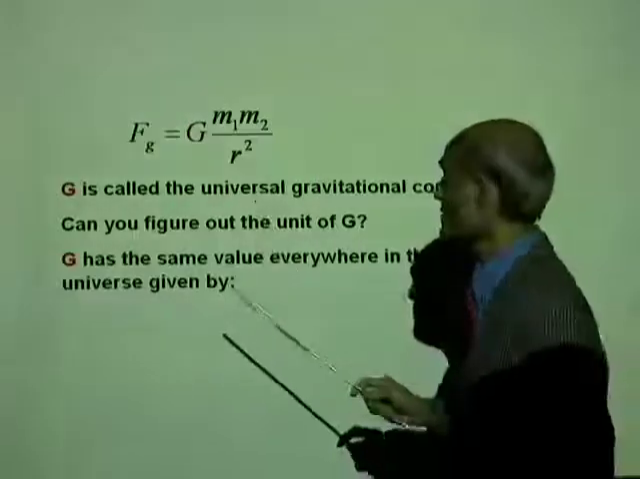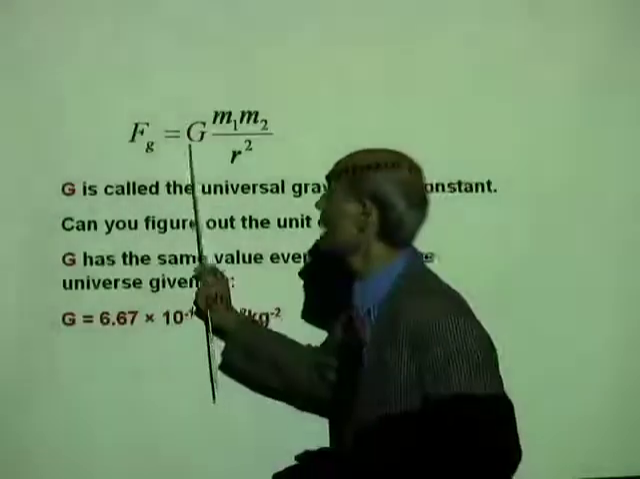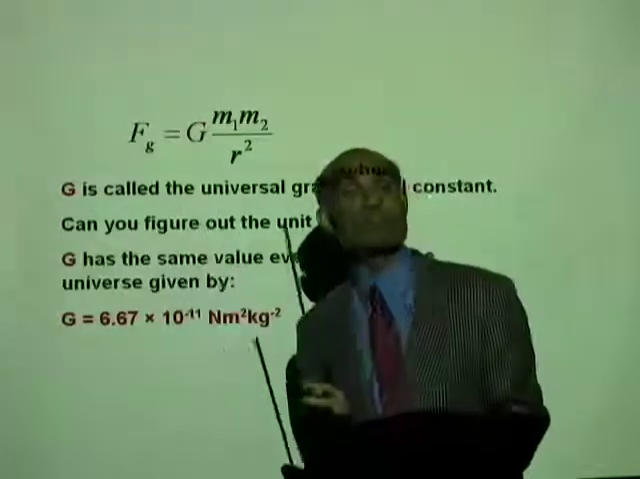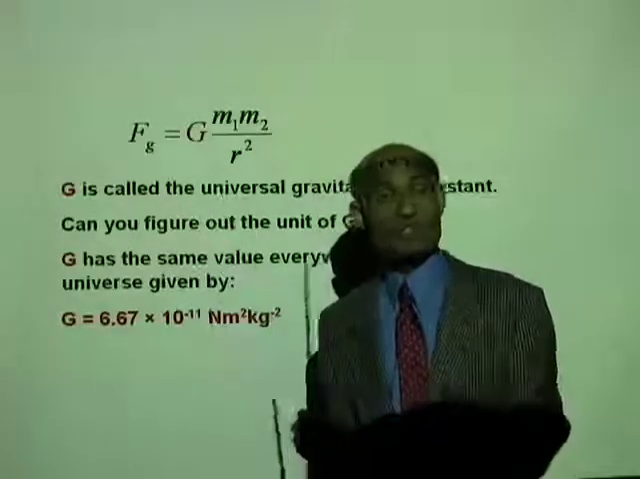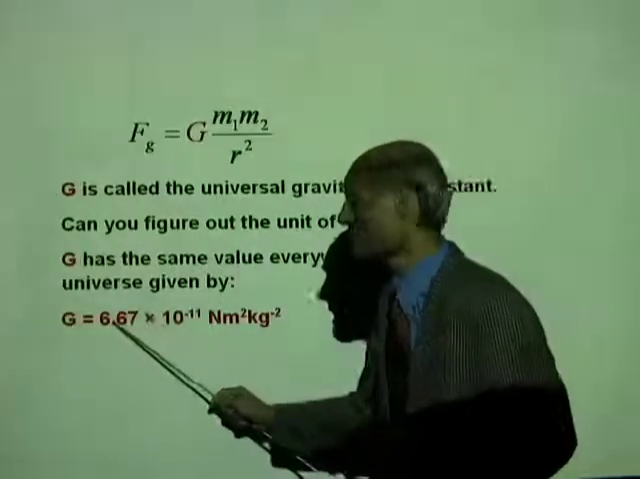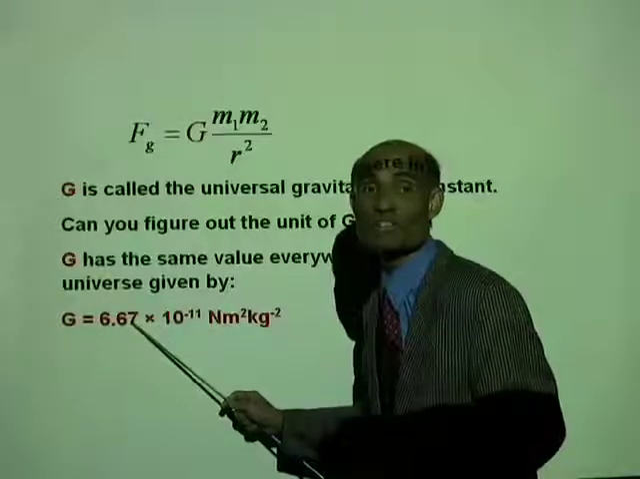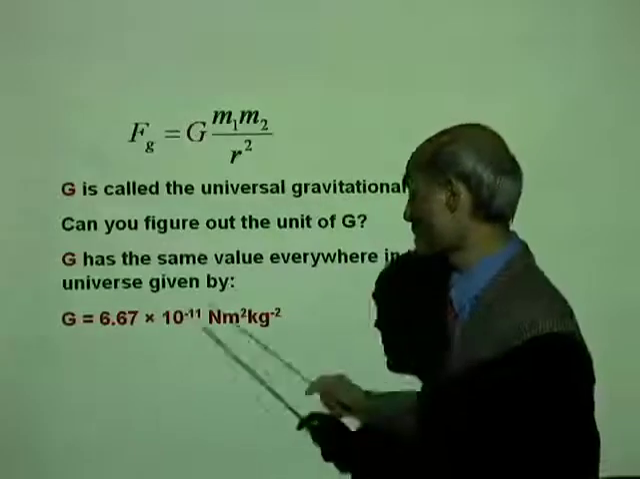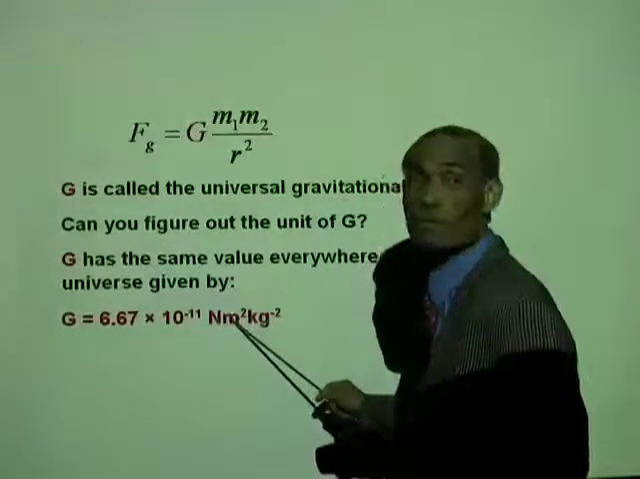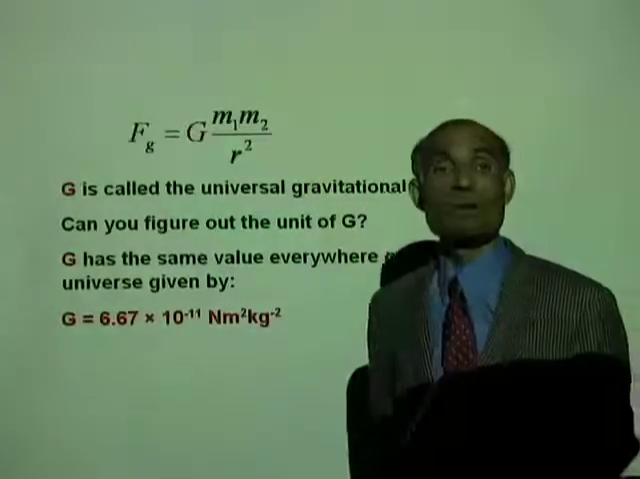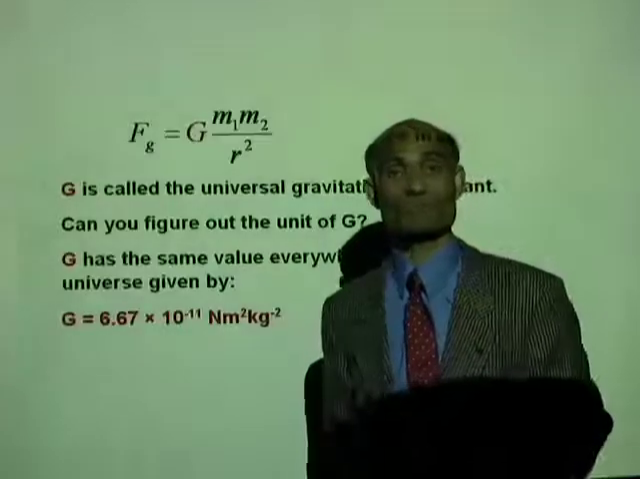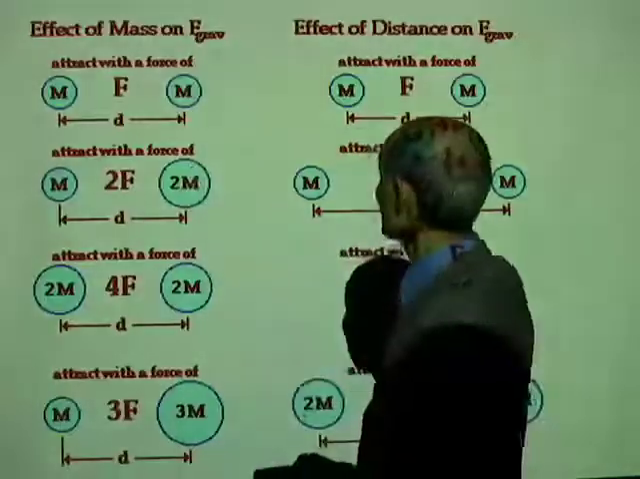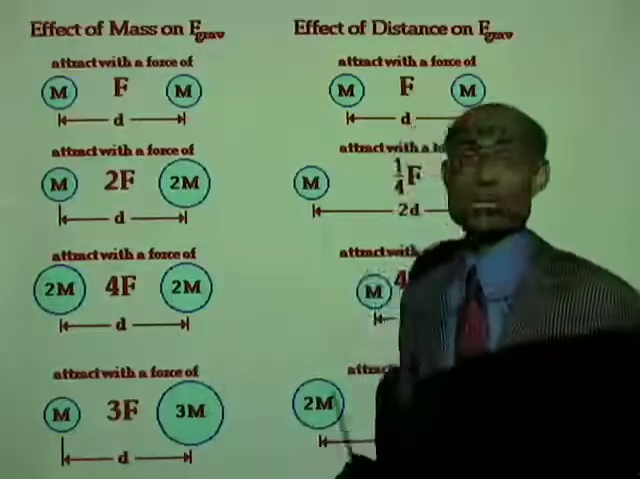That's right. So G has a value, it has been measured. G has been measured very accurately. It has a value of 6.67 times 10 to the power of negative 11 Newton meter squared per kilogram squared. Alright, I have given you some scenarios here.